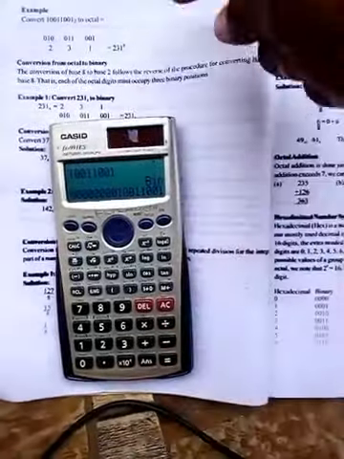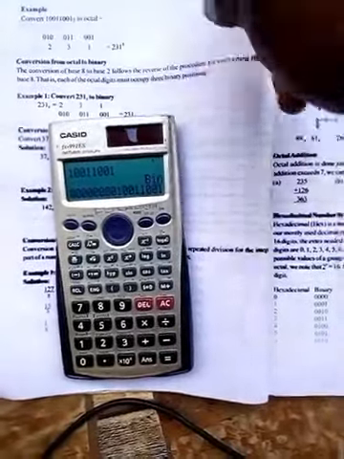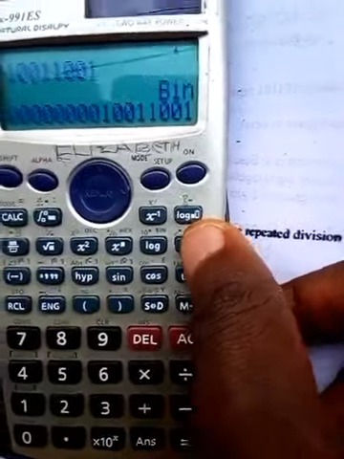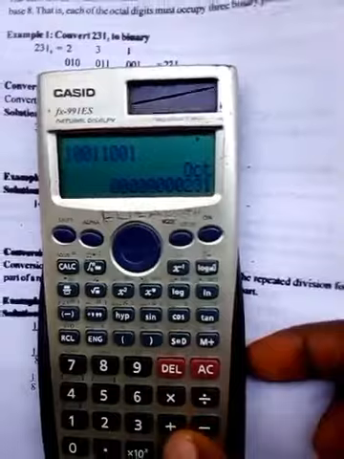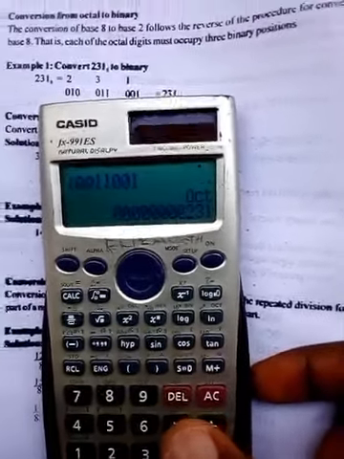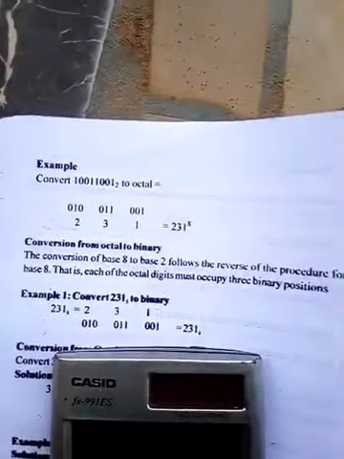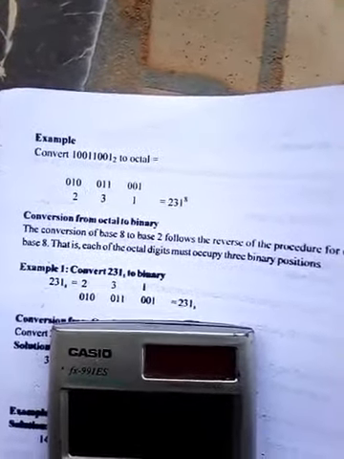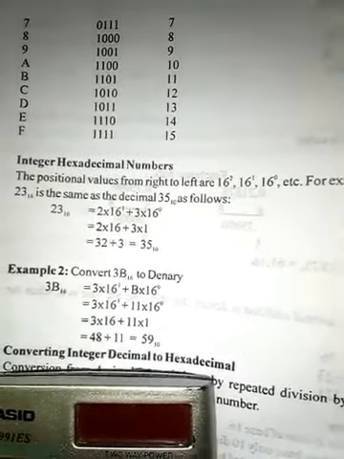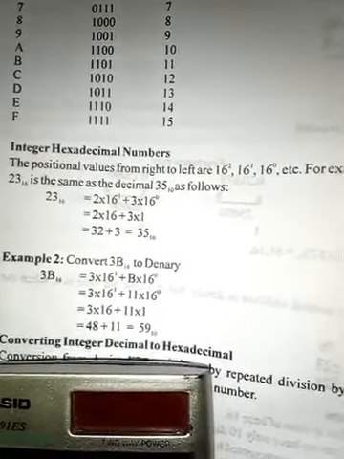Then you simply press octa, which is OCT. This is octa here, OCT. Press it, and your answer comes out immediately. So that's your answer right there, 231. Check the book now. That's exactly what they got. Now looking at this next form, you are told to convert 3 base 16 to denary.